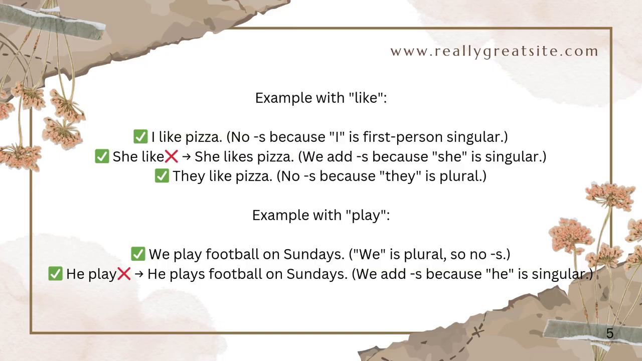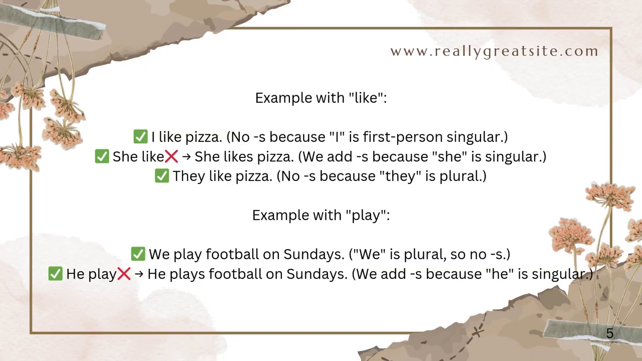So example 1 with like. I like pizza. Here there is no S because the subject is I. I is first person singular. She like or she likes pizza. Which one is true? Sure, she likes pizza is true. We add S because she is singular. They like pizza. Here no S because they is plural.